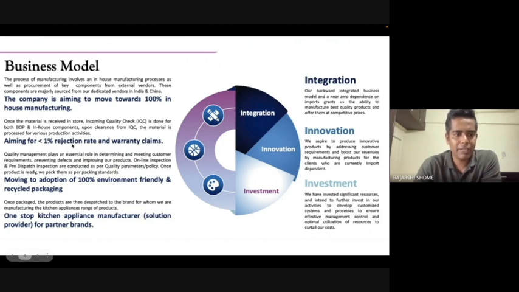Of course, they are aiming for less than 1% rejection rate and warranty claims, and moving to 100% environmentally friendly products. Because today, as I told you, when you look at a kitchen, you don't look at it just from a cooking perspective, you look at it from a beautification and aesthetics perspective as well.